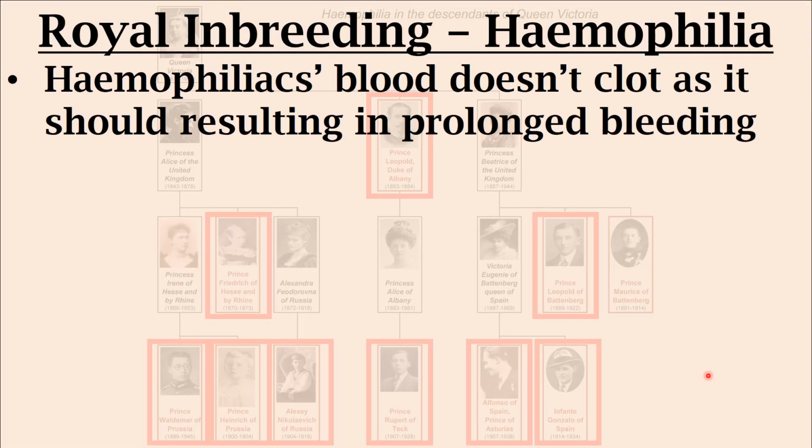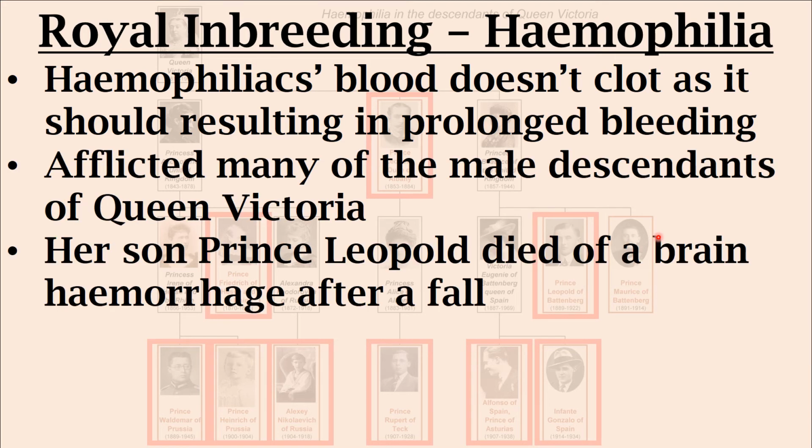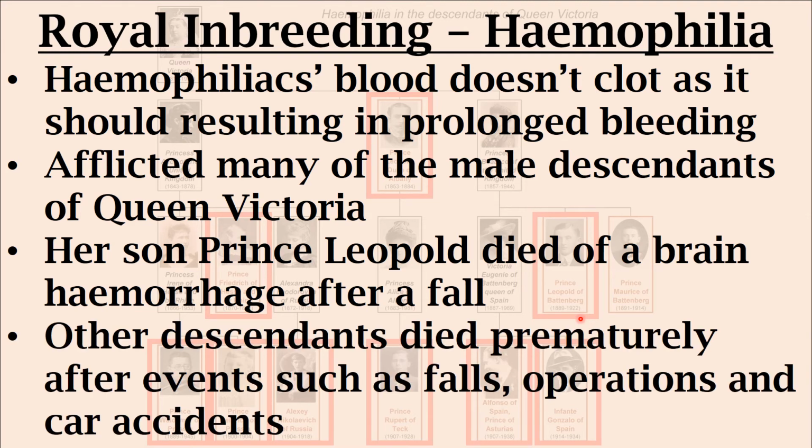And so what happens if you're a haemophiliac is that your blood doesn't clot as it should. So it results in prolonged bleeding. But again, in normal circumstances, this would not run through families because new genetics would be brought in from unrelated families. It afflicted many of the male descendants of Queen Victoria, and then her son as well. He died of a brain hemorrhage after a fall, and other descendants died prematurely as well after events such as falls, operations, and car accidents, just because basically they bled and they couldn't stop the bleeding.